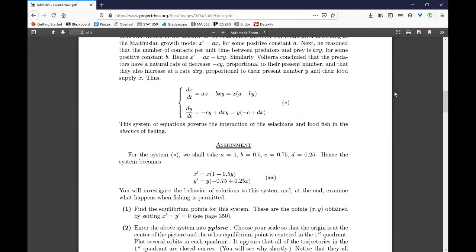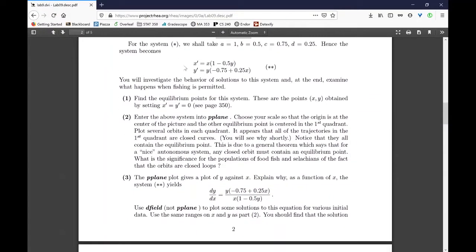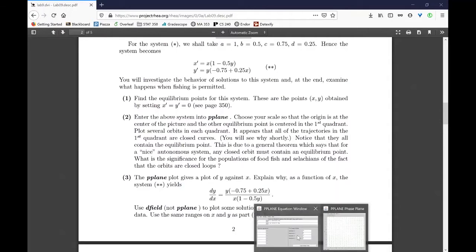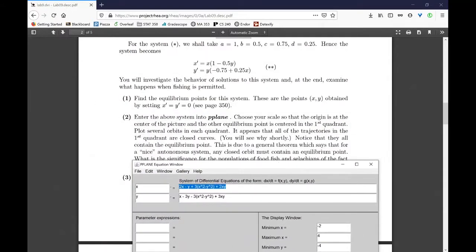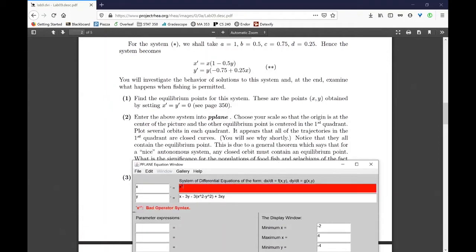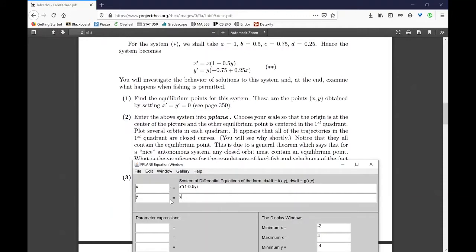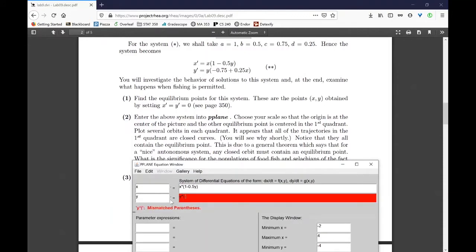Question 2 asks us to take this equation and put it into p-plane. So I have p-plane up right here, and let's put in this equation, x prime is equal to x times (1 minus 0.5y), and y prime is equal to y times (negative 0.75 plus 0.25 times x).